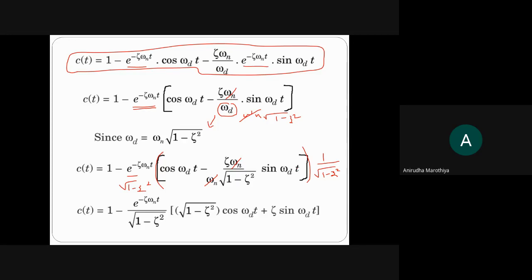So C of t indicates the time response of a second order control system when it is excited by a unit step input or unit step function. So C of t is nothing but 1 minus e to the power minus zeta omega n t whole divided by under root 1 minus zeta square, in brackets: square root 1 minus zeta square multiplied by cos omega d t, then plus zeta into sin omega d t. Is it clear how these output equations are formed and what we are doing?